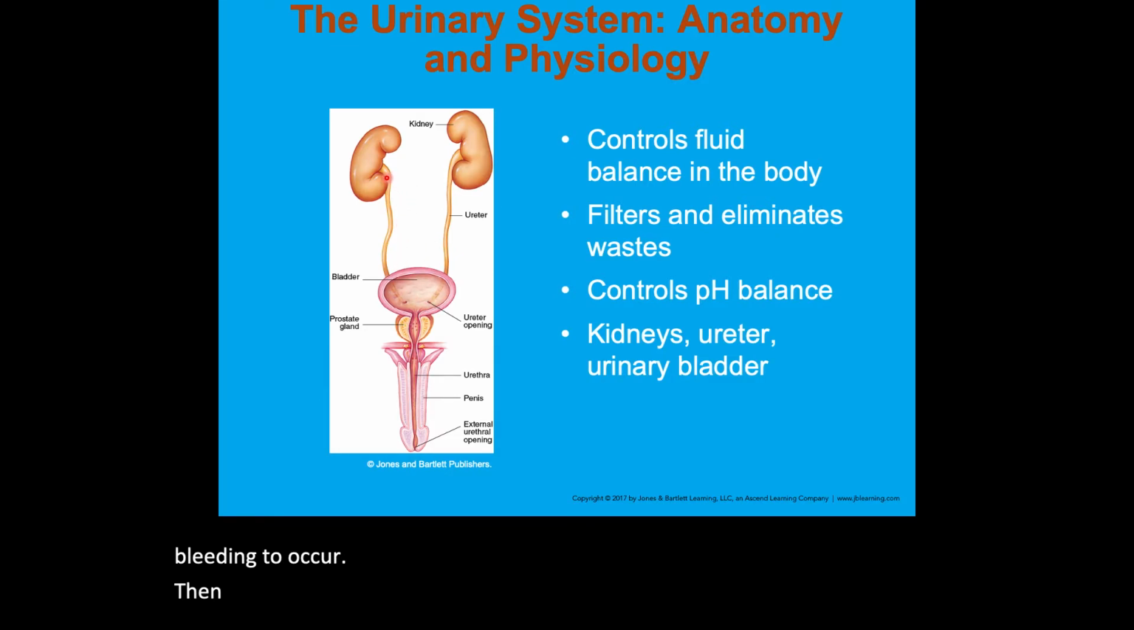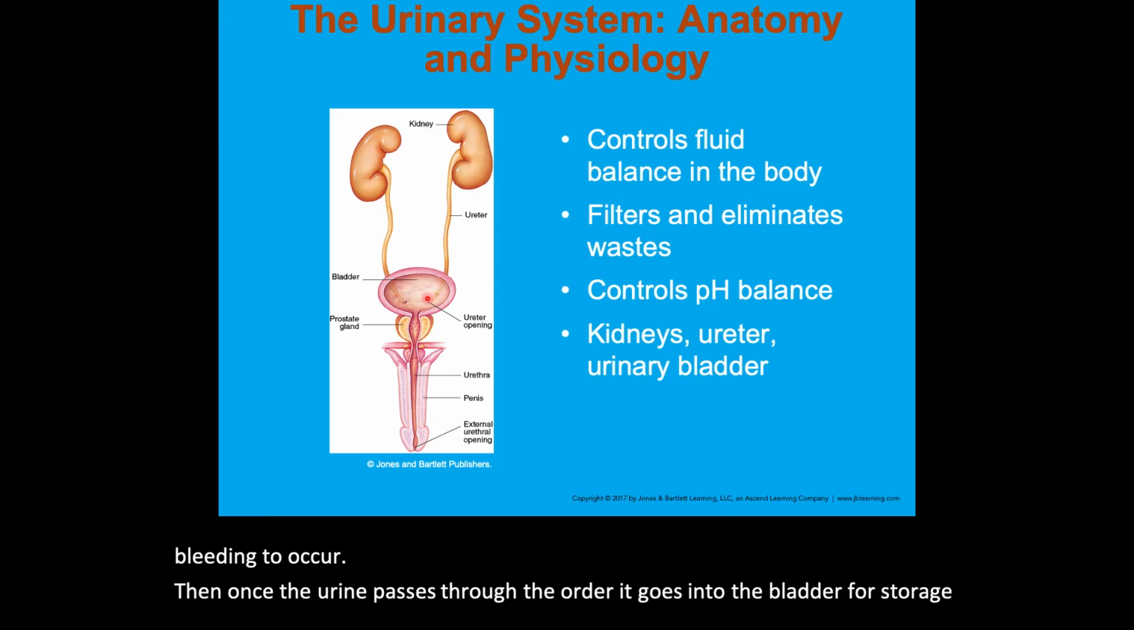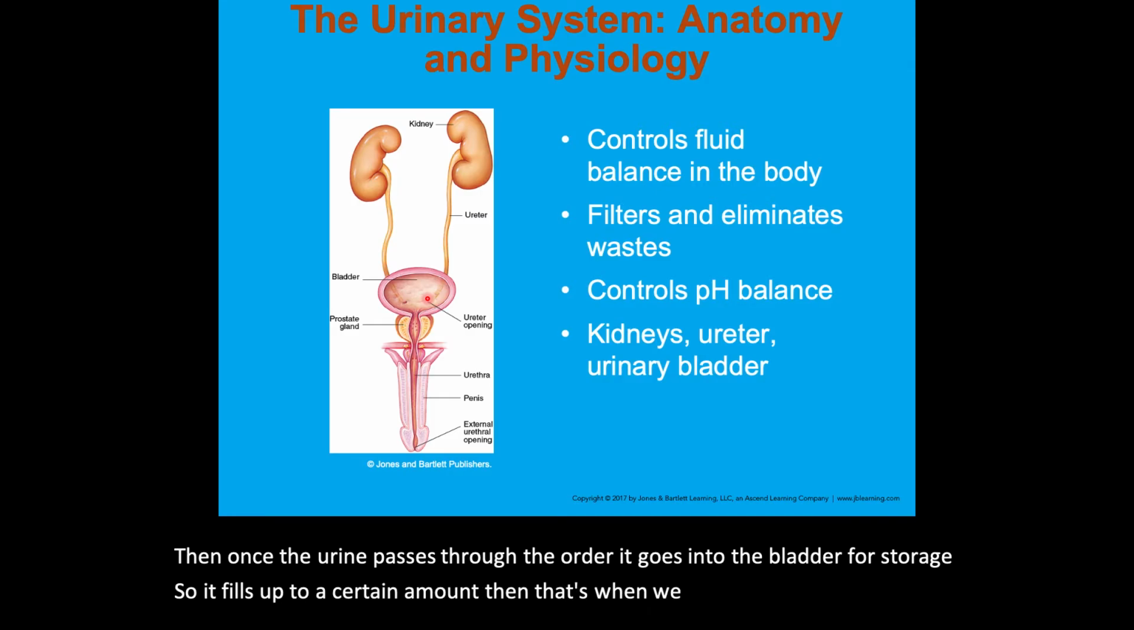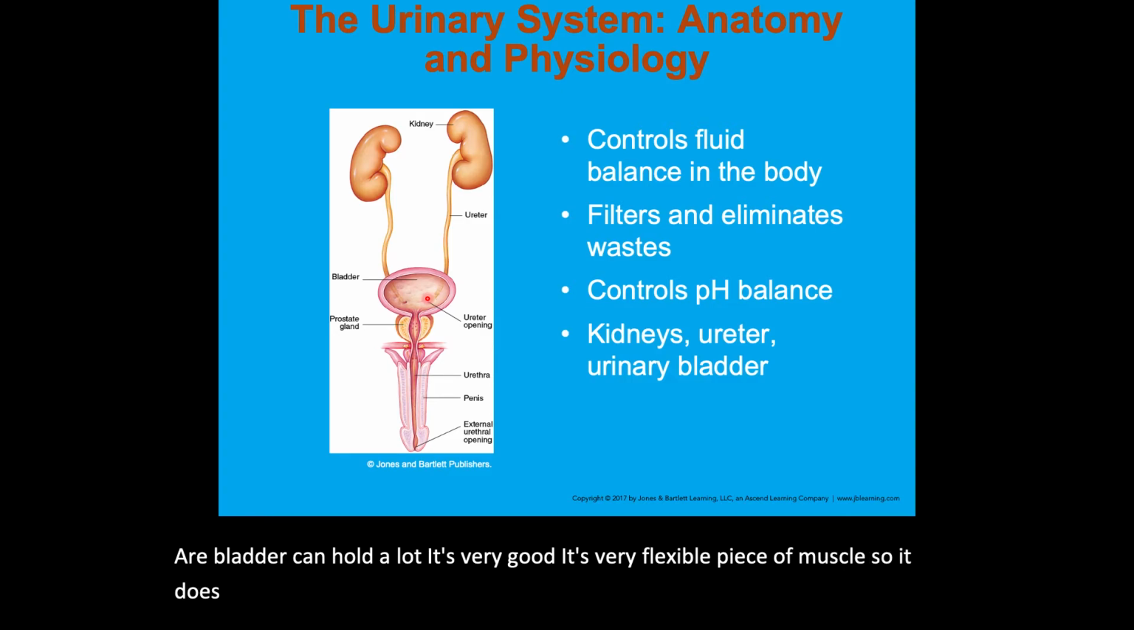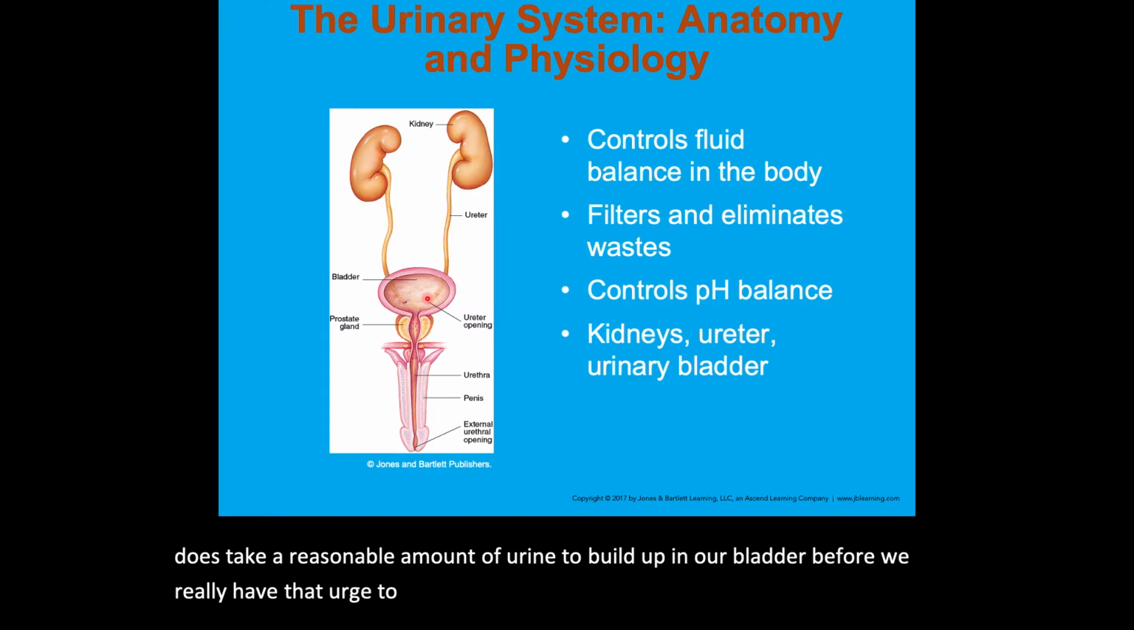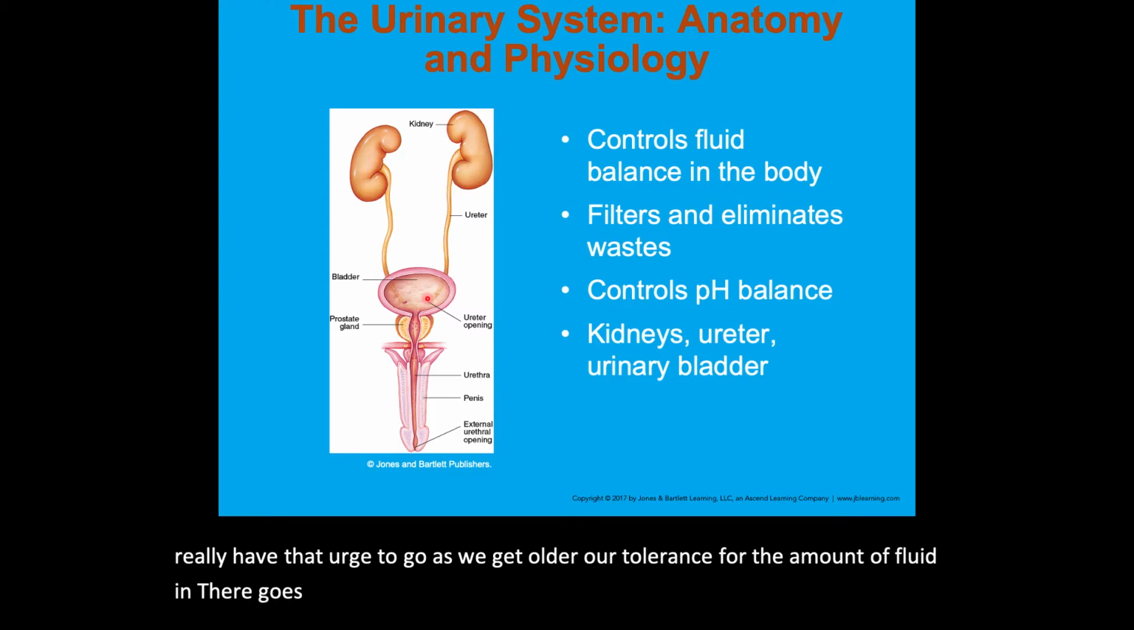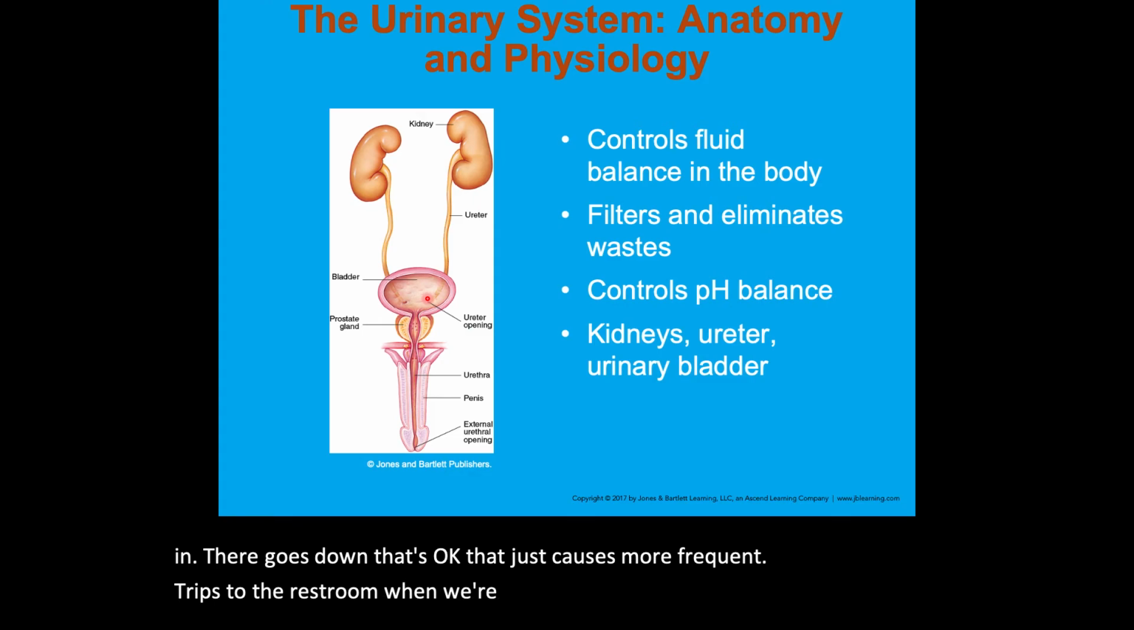Then once the urine passes through the ureter, it goes into the bladder for storage. So it fills up to a certain amount, then that's when we have the urge to go. Our bladder can hold a lot. It's a very flexible piece of muscle. So it does take a reasonable amount of urine to build up in our bladder before we really have that urge to go. As we get older, our tolerance for the amount of fluid in there goes down, and that's okay. That just causes more frequent trips to the restroom when we're older. And again, natural part of aging.